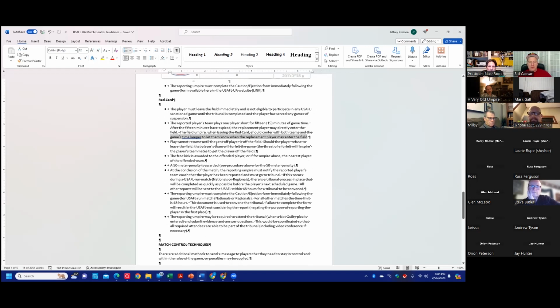Play cannot resume until the player who is sent off is off the field. Should they refuse to leave the field, that player's team will forfeit the game. Pretty severe penalty. Again, umpire assistants coming to your aid.